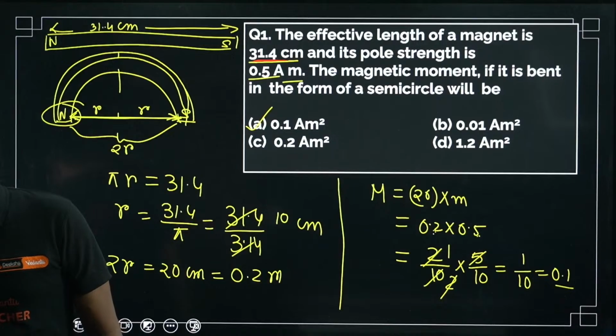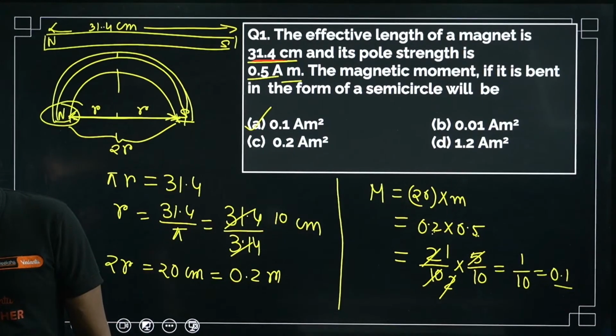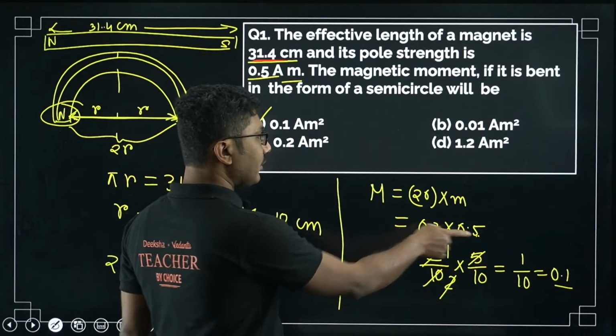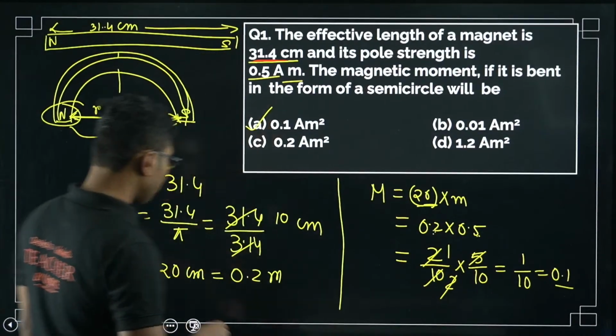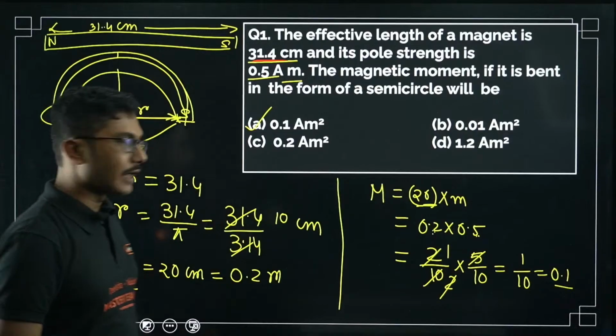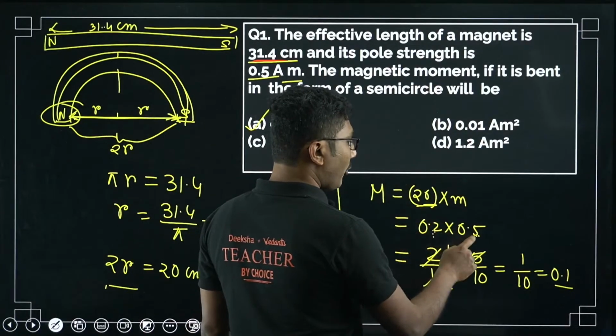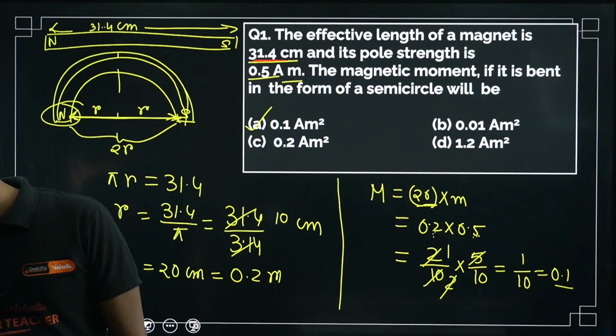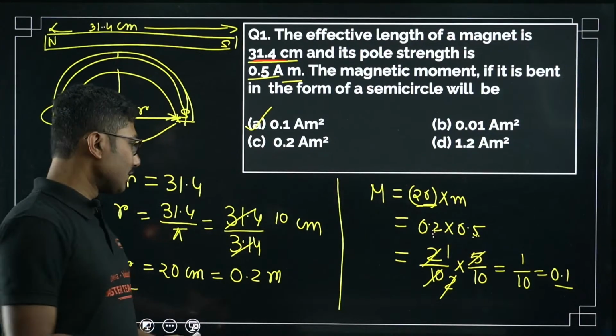Sir, it is not 0.5 into 0.1. It is 0.5 into 0.2, because we are finding 2r, right? Not r. So 0.2 into 0.5 will be 0.1, not 0.01. Right? I know, Chandan. So be careful.